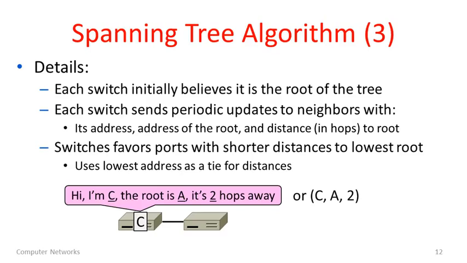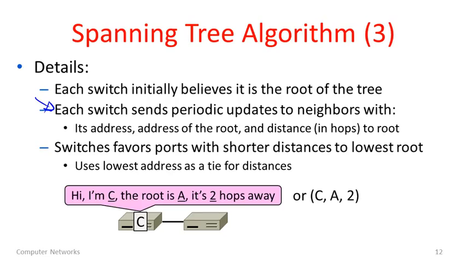Initially, each switch is going to believe that it's the root of the tree in its messages. And every switch is then going to follow this same behavior. Every switch will send periodic updates to its neighbors. These updates will contain its address, the address of the root, and the distance in hops to the root. So an example is shown below here.